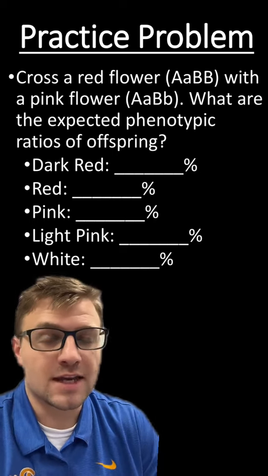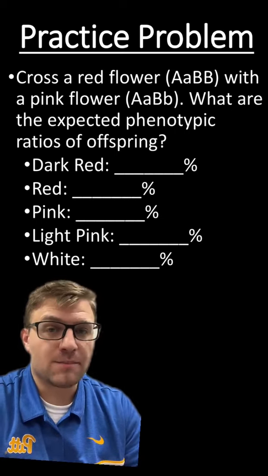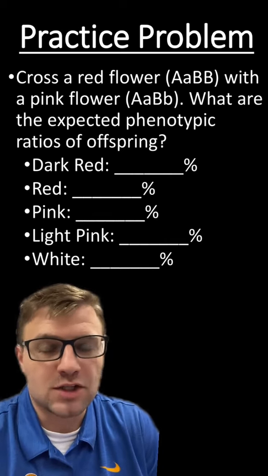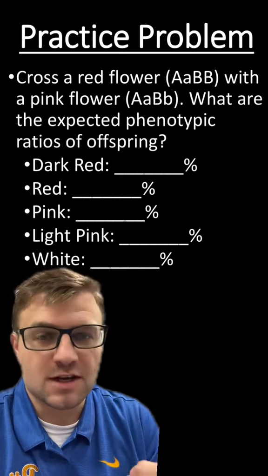The red flower has a genotype big A little a, big B, while the pink flower has a genotype big A little a, big B little b. The question asks, what are the expected phenotype ratios of the offspring? So again, we have all our different types of offspring. We have to figure out what these percentages will be.